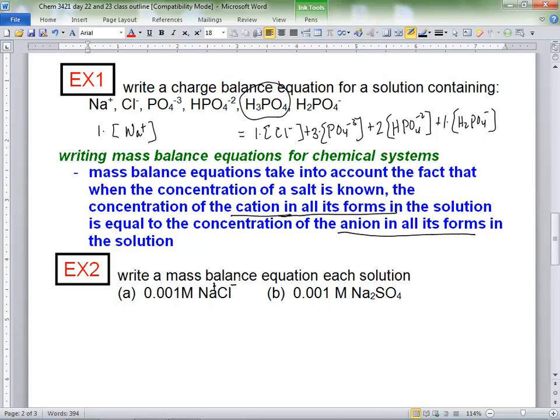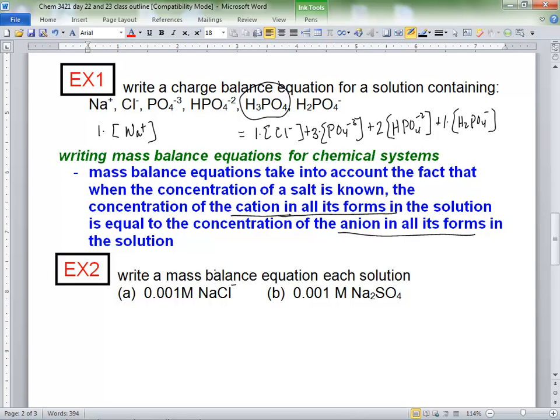So that's really pretty much the only question you can ask yourself. Sodium in all its forms, all you have is sodium. Now, is there a 2 or anything down here? What number is down there? It's a 1, right? So the concentration of sodium in all its forms has to be 0.001 molar.